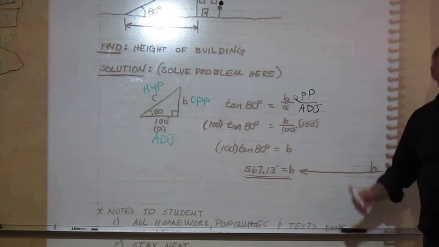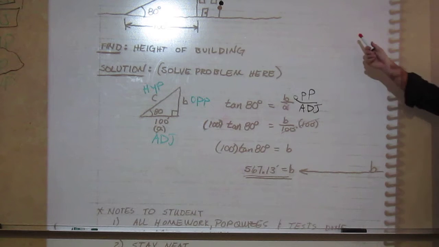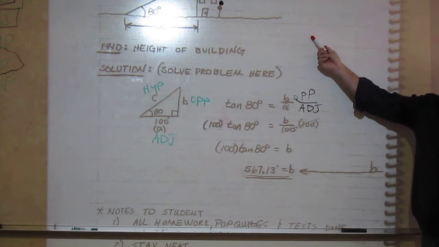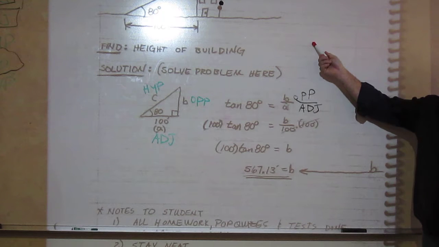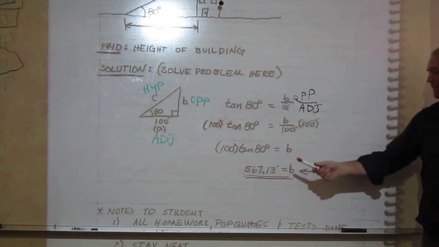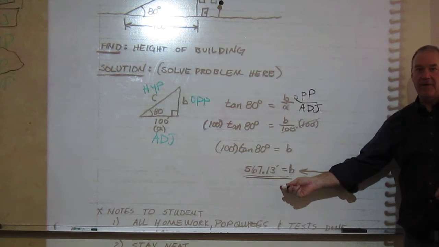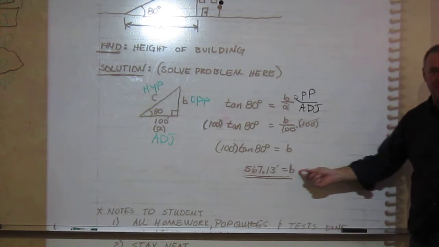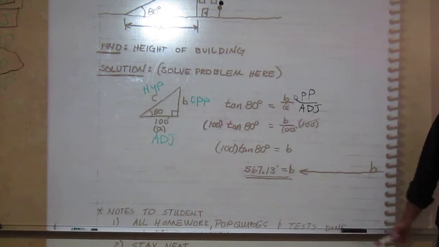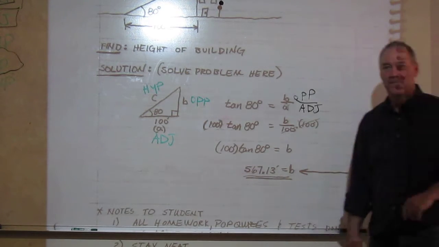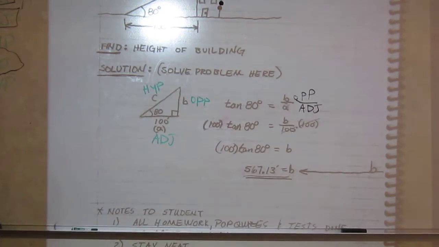Okay. Now, with this format of problem solving, when you get your answer, it needs to be double underlined. And you bring an arrow from the right side of the page pointing out where it's at. That's the answer, is you double underline.